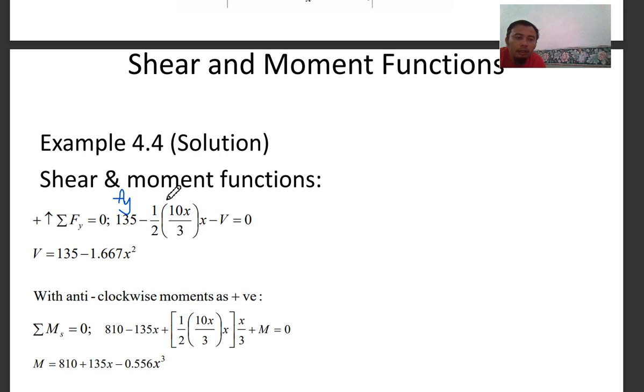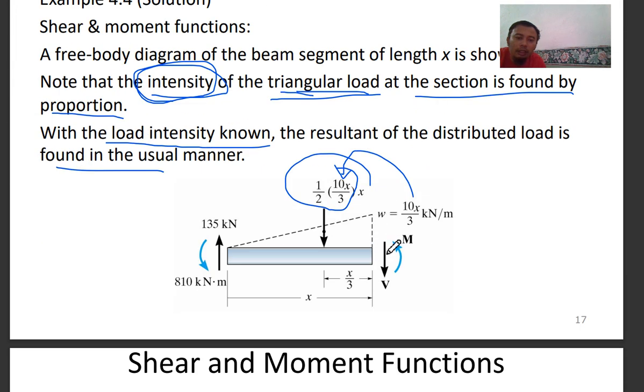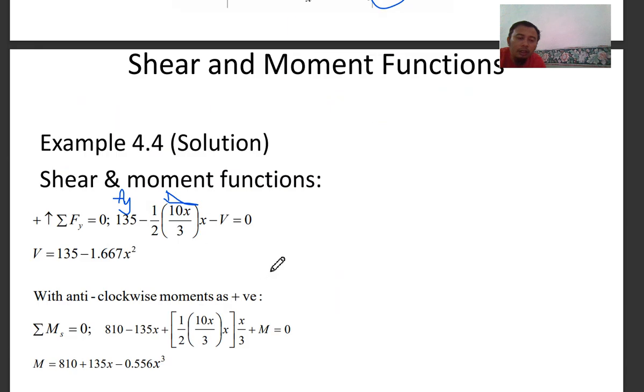And this is your triangular distributed load, denoted as a triangle. So this is your triangle distributed load. And this is your shear function, the shear at any section you cut. This one, shear V. So this is your shear function.